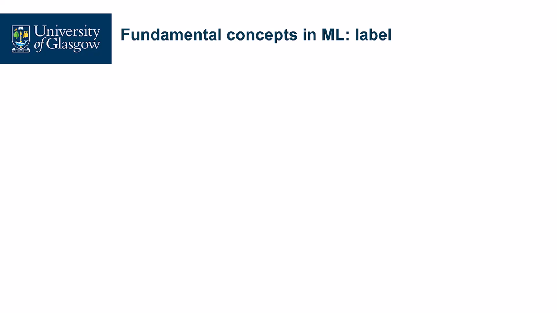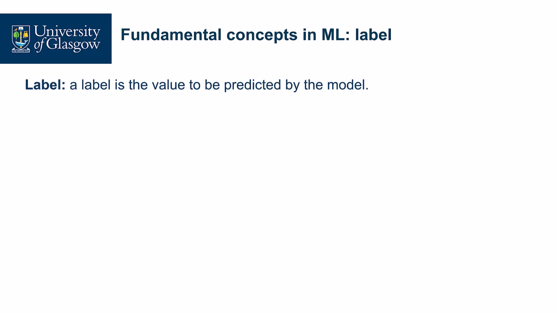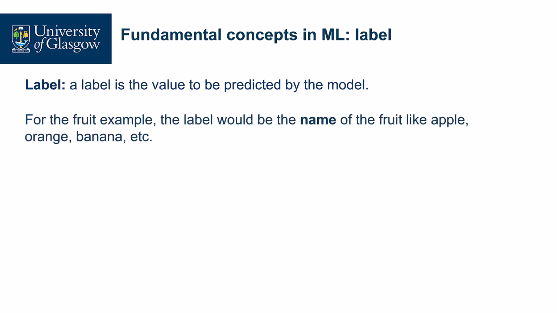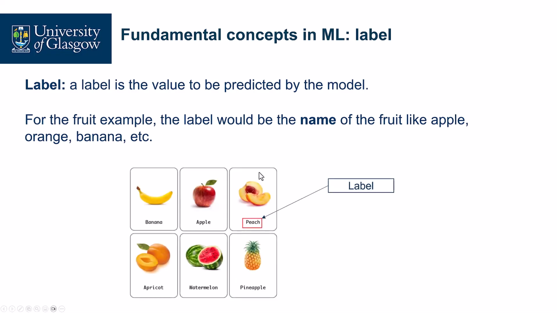The input is a feature vector, so what is the output? The output, we call it a label, right? The label is the output of the training data, and this is the value to be predicted by the model, right? So this is the label. For the fruit example, the label is what? It is a class or the name of the fruit. For example, we can extract the features from this peach, and the label is the name peach. So this is a label.